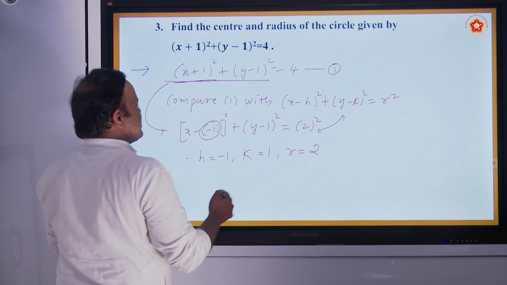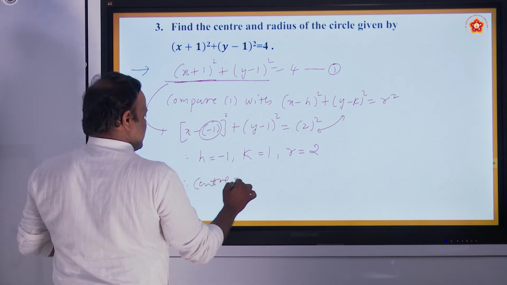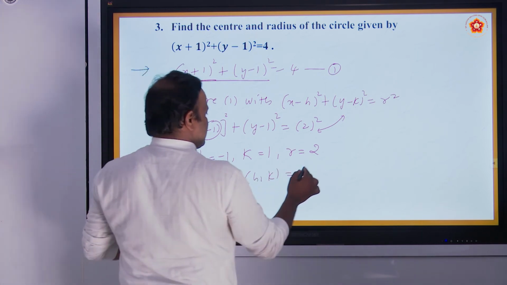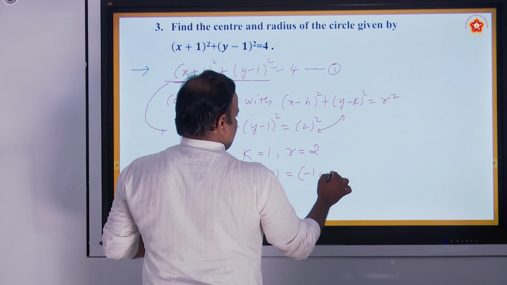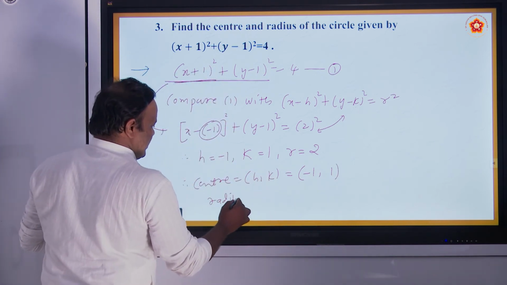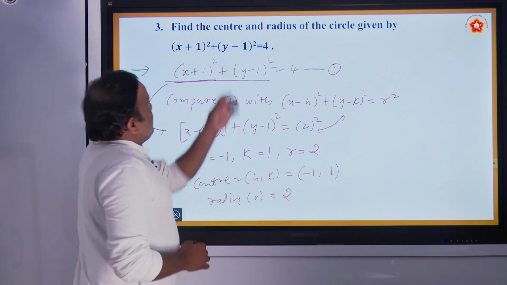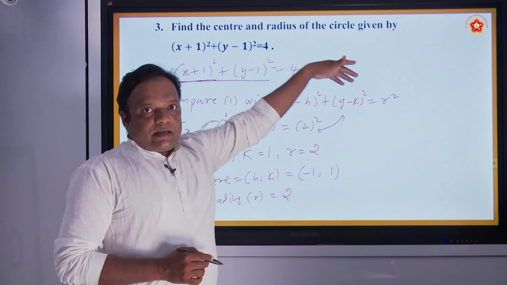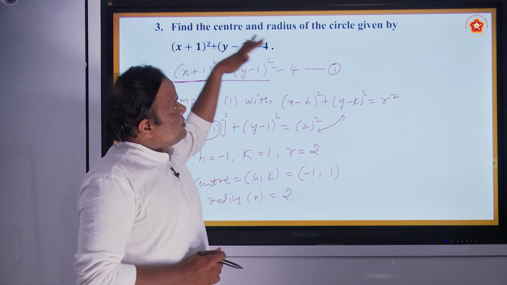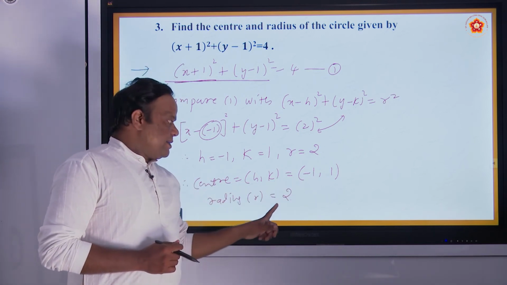Okay. Now what is the center? We know the center formula. Center is nothing but h comma k. What is h? Minus 1, and k is nothing but 1. What is the radius? Radius r is equal to 2. Find the center and radius of the circle. The circle equation is given, and we have to find the center and radius of the circle. So clearly the center is minus 1 comma 1 and the radius is 2.